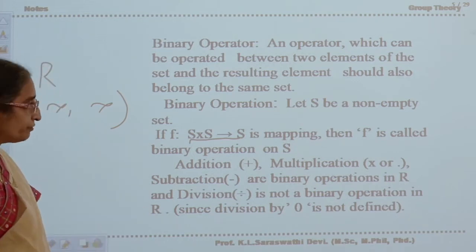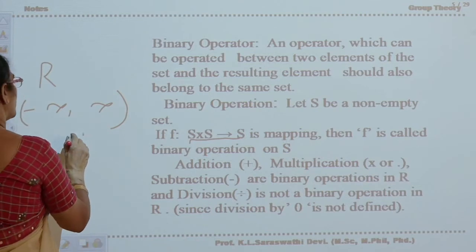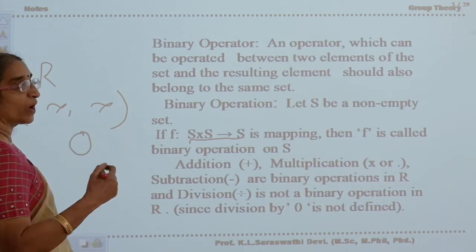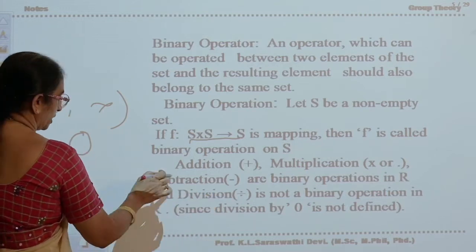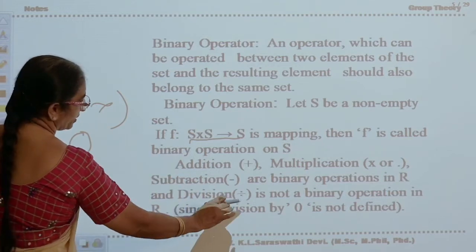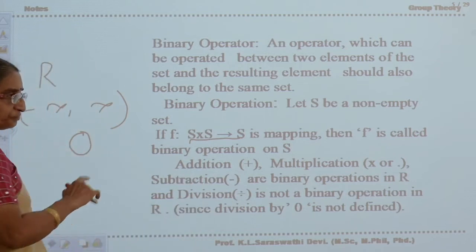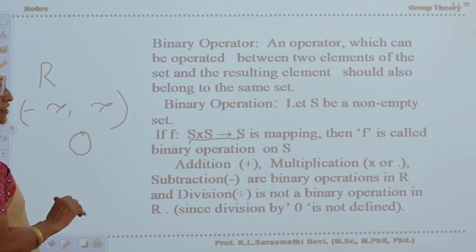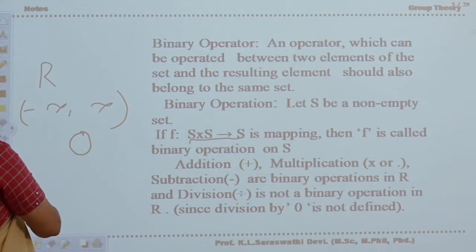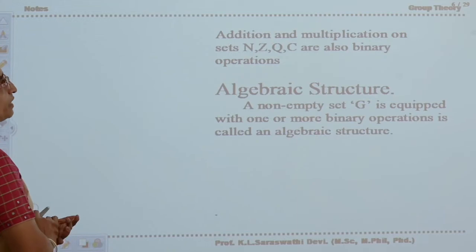But coming to division, suppose you have 0. Is 1 by 0 defined? It is not defined. So division is not a binary operation on R. Okay. Now is it clear? Binary operation or binary operator. Now see the next one.